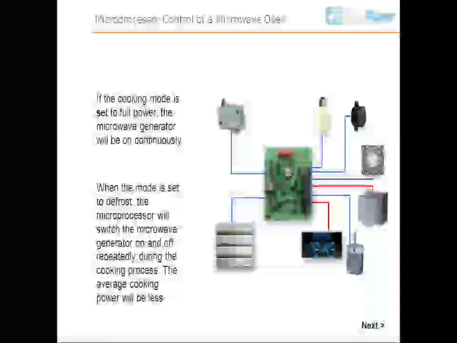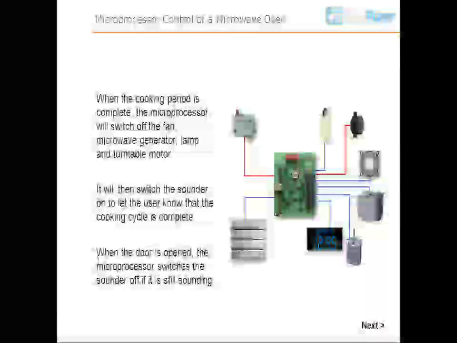When the cooking period is complete, the microprocessor will switch off the fan, microwave generator, lamp and turntable motor. It will then switch the sounder on to let the user know that the cooking cycle is complete. When the door is opened, the microprocessor switches the sounder off if it is still sounding.